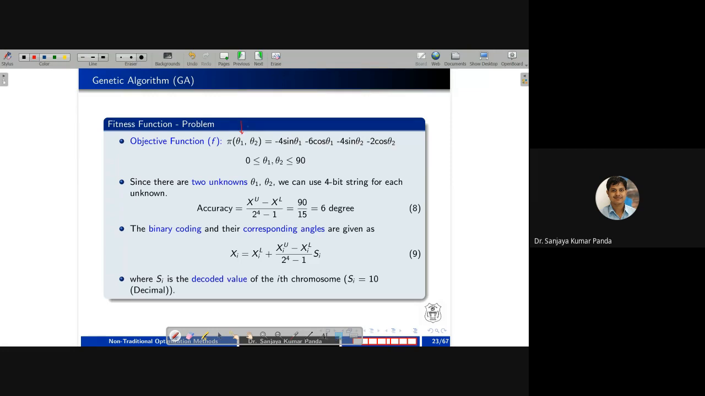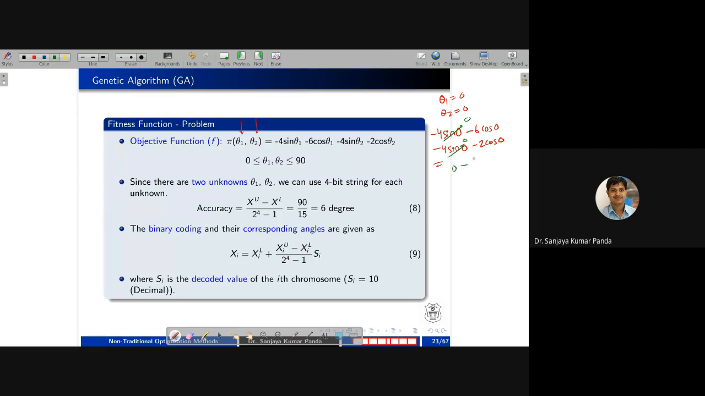So if I give the values of theta 1 and theta 2, you can tell me what is the value of this objective function. Let us take theta 1 is equal to 0, theta 2 is also equal to 0. So if you solve this problem, you will get minus 4 sine 0, minus 6 cos 0, minus 4 sine 0, minus 2 cos 0. So you know sine 0 is equal to 0, cos 0 is equal to 1, right? So this sine 0 is equal to 0. So entire term is 0. This is also 0, right?